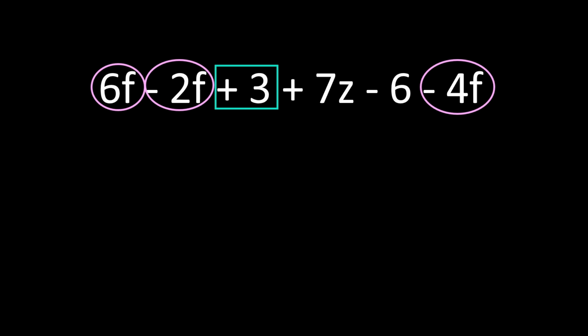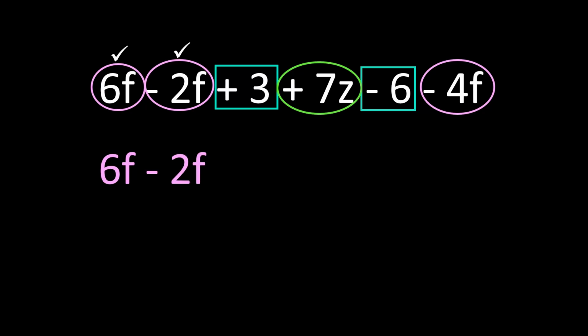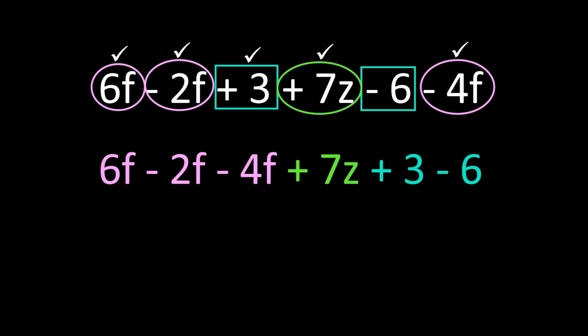Then I have the positive 3 and negative 6. Those are the only constants in this expression. And then I have the 7z. So the next thing I like to do is rewrite my expression so that I can group these like terms together. So I have 6f, and I'm going to check it off as I write them, minus 2f. So if I check them off, that way I know that I get all of the expression in my rewritten line here, minus 4f. Then I'm going to go to the 7z because I like to list the pieces that have variables first. So plus 7z, and I'll check it off, and then plus 3 and minus 6.